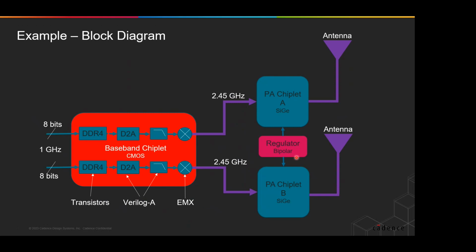So it's a great flow. We've described it, but really, can we do anything with this flow? So to sort of flesh out the flow and provide an example of what we could do with the flow, we built a sample design in our flow to test it. And the sample design included a CMOS baseband chiplet, 2 SiGe PA chiplets, and a bipolar regulator. So really stressing the heterogeneous nature of the design.